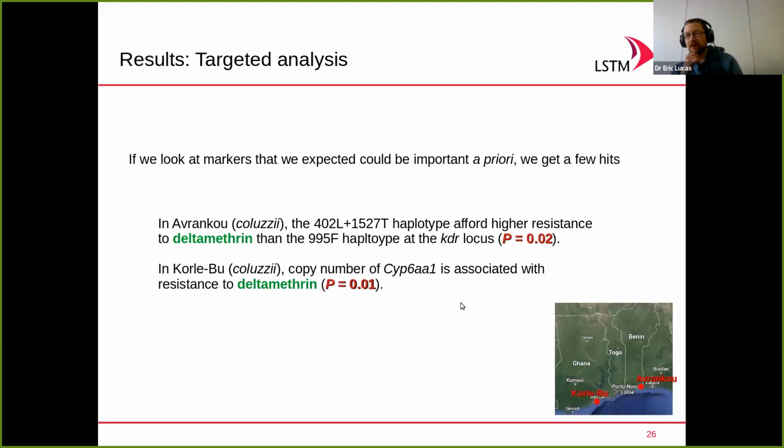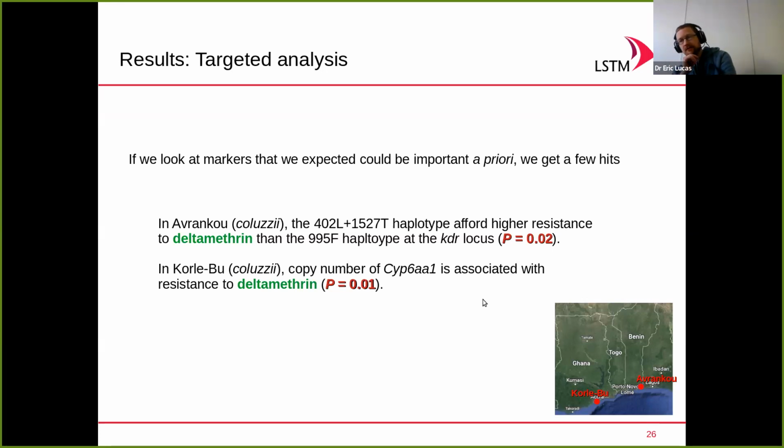In CYP6AA1, we looked at copy number again because we know from a population of Anopheles gambiae in Uganda that a CNV, so a copy number variant, a gene duplication in CYP6AA1 is associated with resistance there. We found elevated copy number of CYP6AA1 in Anopheles coluzzii from this West African data. And in one of those locations, Korle-Bu, which is over here, we found that copy number of CYP6AA1 was again associated with resistance to deltamethrin with a P of 0.01. And there was actually a very similar trend in Abranku that wasn't quite significant. It was very close to significant, and it was in the same direction. And again, it was copy number of CYP6AA1 that was associated with resistance to deltamethrin.